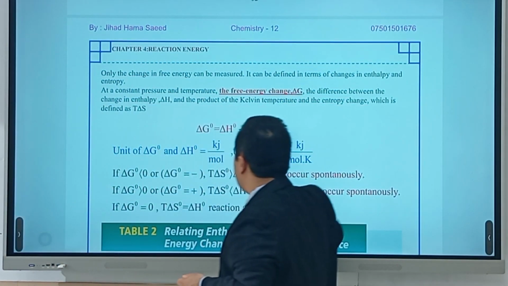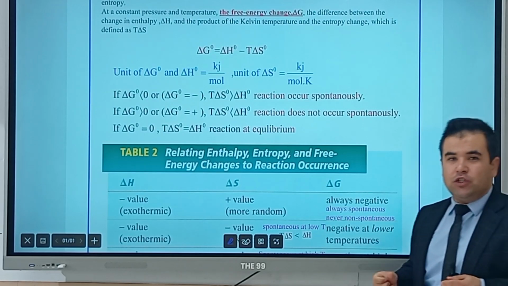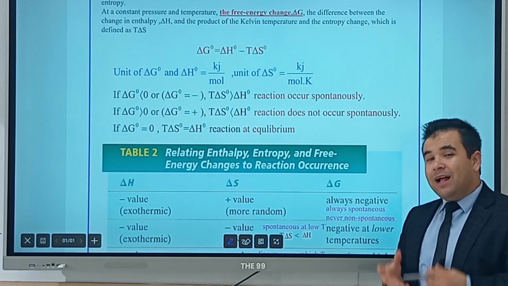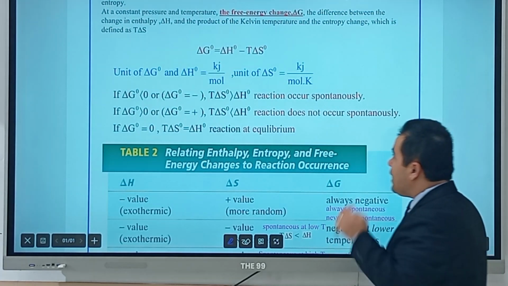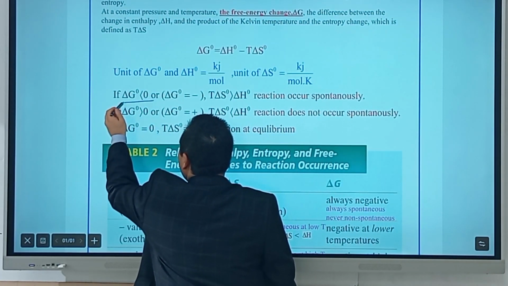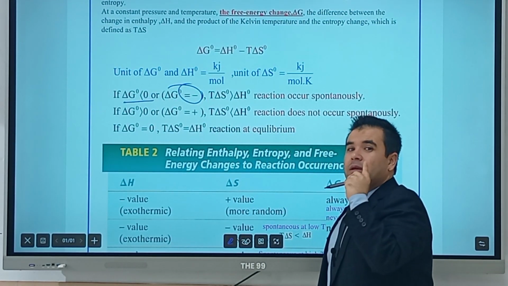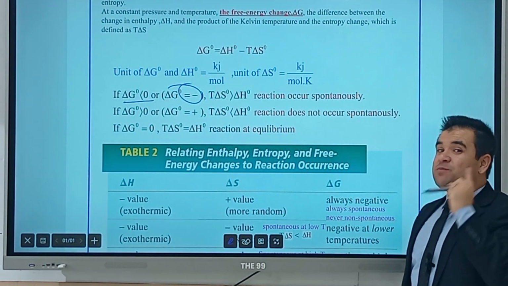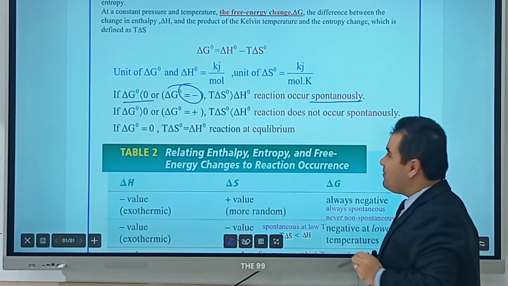Which possibilities do we have? 3 possibilities for the reactions for delta G. If delta G is positive or negative or 0, what will happen? Guys, if delta G is lower than 0, or we can say negative, this represents the spontaneous reaction. So the reaction occurs spontaneously.